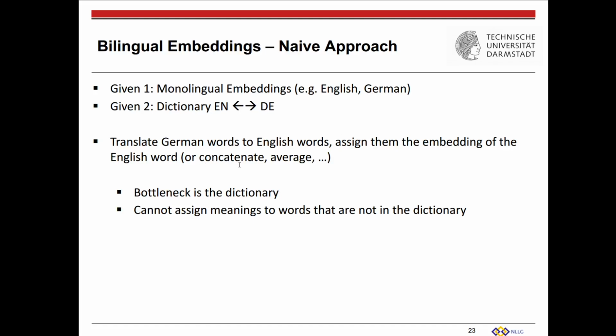So we could also do a concatenation. Maybe we concatenate, if we have Katze and cat. So maybe cat gets the English vector and the German vector, and Katze also gets the English vector and then the German vector concatenated or averaged, right? So we could do a couple of such things.